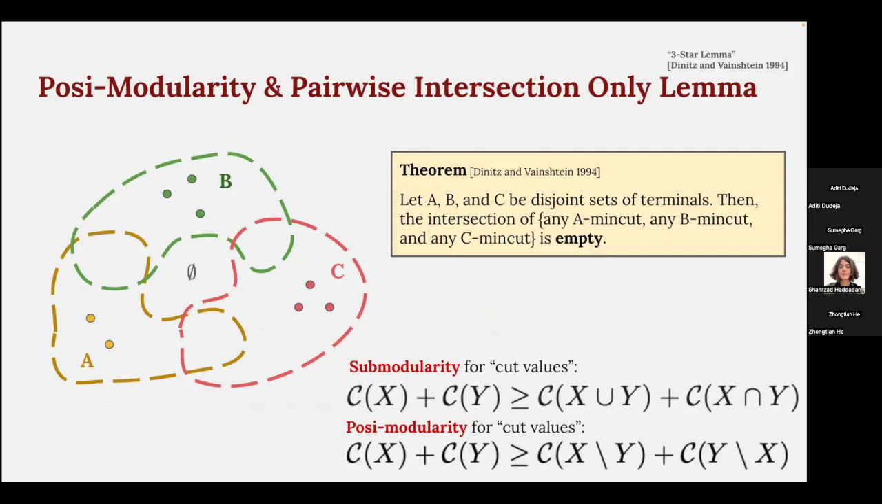So we basically rediscovered a theorem from '94 by Dennis and Bernstein. It says that given 3 disjoint sets of terminals, A, B, and C, the intersection of any A Mincut, any B Mincut, and any C Mincut is empty. The reason is the positive modularity of the cut value, since Cx plus Cy is larger than or equal to Cx minus y plus Cy minus x.